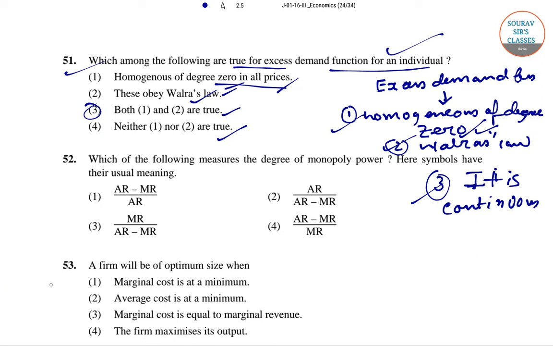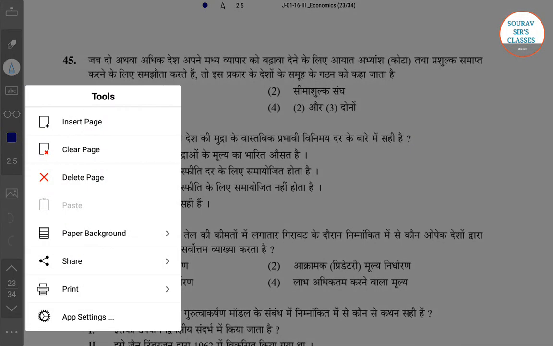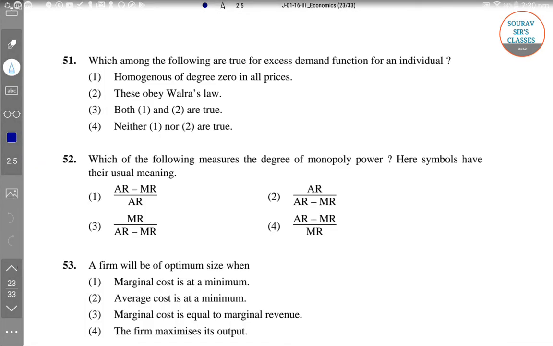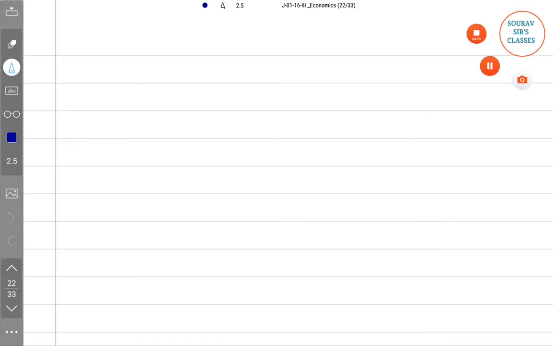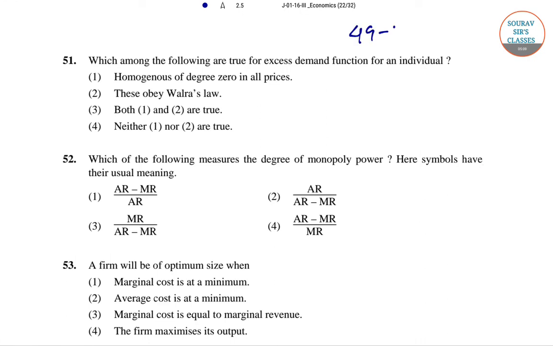Now we'll have a quick review of what we have done. In question number 49 the right answer was option D. In question number 50 we found the right answer to be C, and finally in question number 51 the right answer is option 3. So in today's video we solved 3 questions. In the subsequent videos we will go to the other questions of this paper.